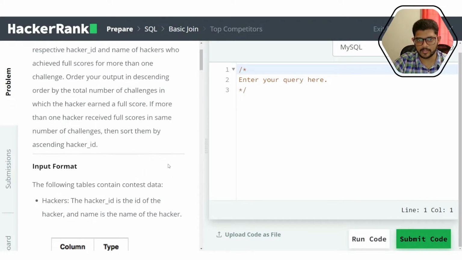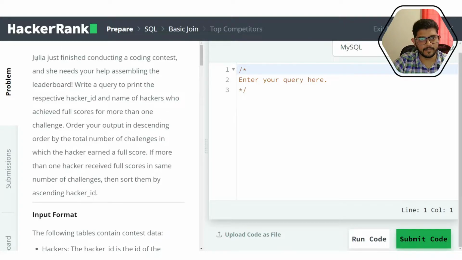Let's take it slowly. Julia just finished conducting a coding contest, and she needs your help assembling the leaderboard. So they have some story. Okay, so we will have to read the story. We can't help it, but eventually we'll focus on the actual database and the schema given, right? So there is some person by the name Julia who finished conducting a coding challenge, and she needs your help in assembling the leaderboard. And we need to write a query.